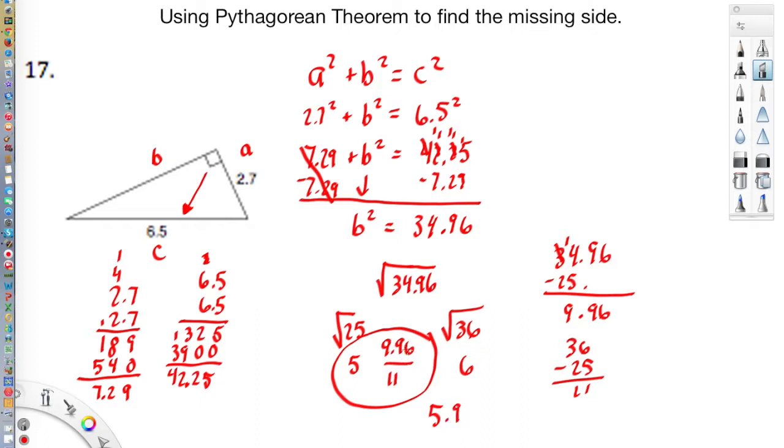All you'd have to do is change this fraction into a decimal, which is going to be approximately 9/10. If you were to take 9.96 and divide it by 11, you're going to get an answer that's very close to 9/10. So there is my final answer, estimating to the nearest tenth.